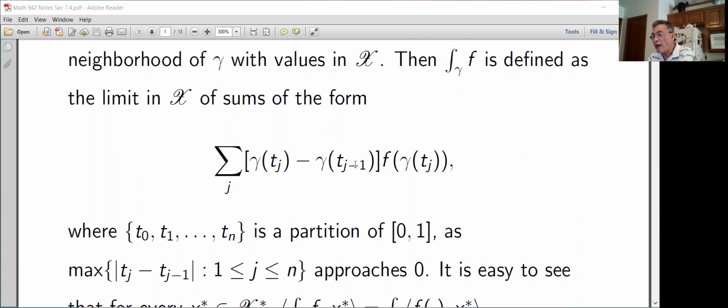as this quantity goes to 0. The quantity is the maximum of the absolute value of Tj minus Tj minus 1. So the integral is defined to be the limit of this sum.